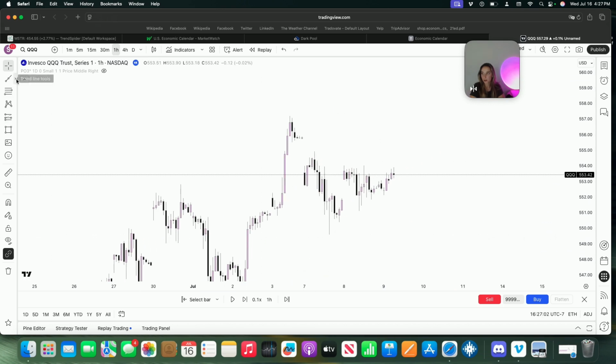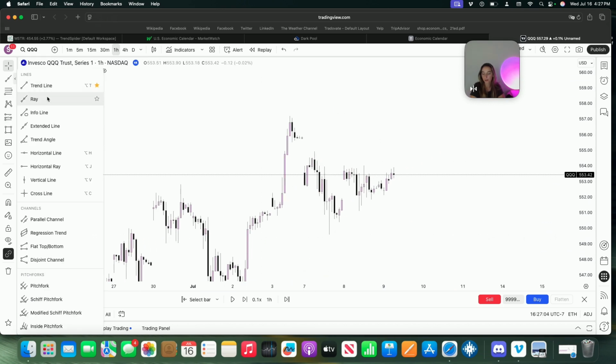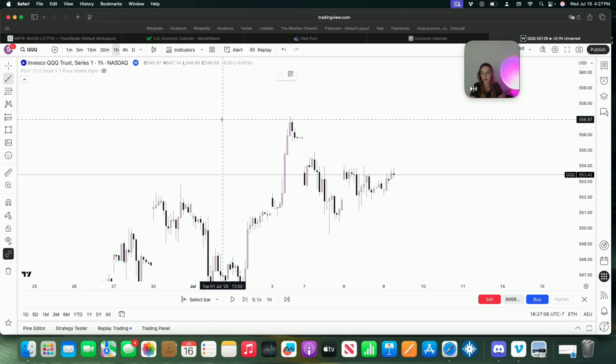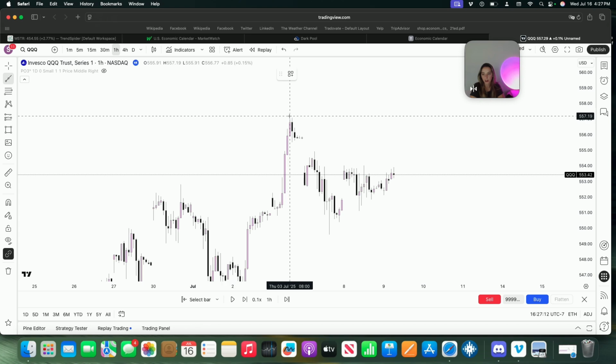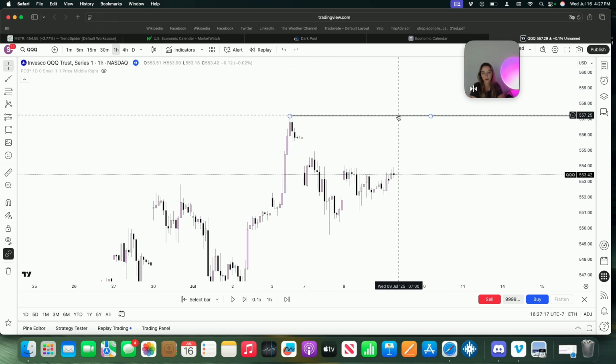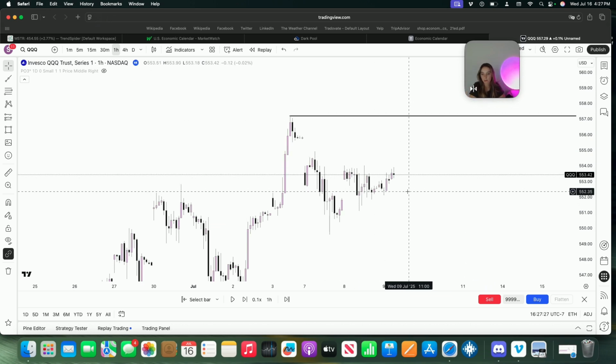The first one I'm going to mark out, because it is really important, is the QQQ all-time high, which is at this 557.20 area right up here at this candle high. The only reason that is so significant is because it is an all-time high on QQQ. And if for any reason we end up trading back up there, there's a good chance we will see some sort of rejection from that point.